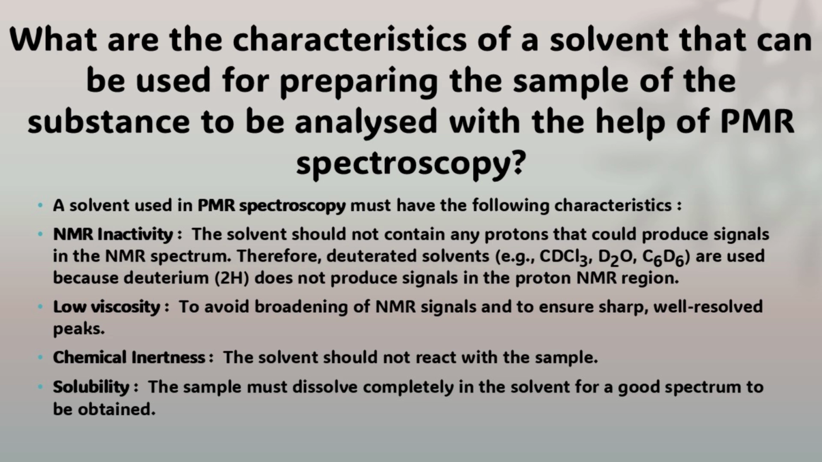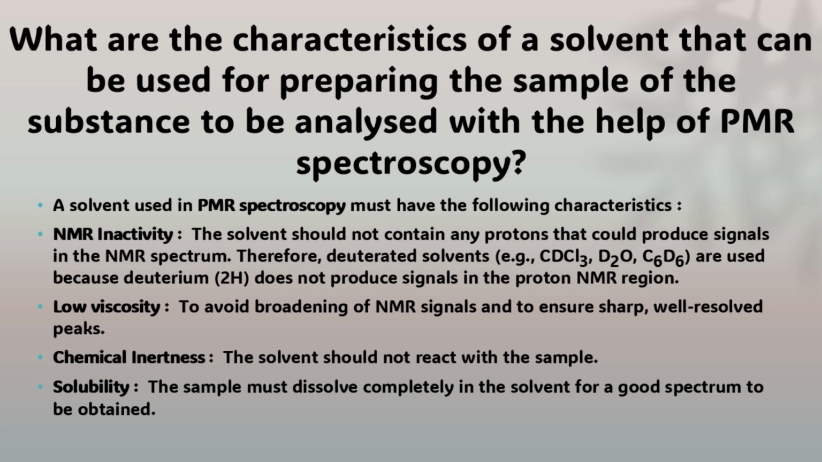The next question is question number 24. What are the characteristics of a solvent that can be used for preparing the sample of the substance to be analyzed with the help of PMR spectroscopy? Explain in detail. The answer to this question is, a solvent used in PMR spectroscopy must have the following characteristics. NMR inactivity. The solvent should not contain any protons that could produce signals in the NMR spectrum.